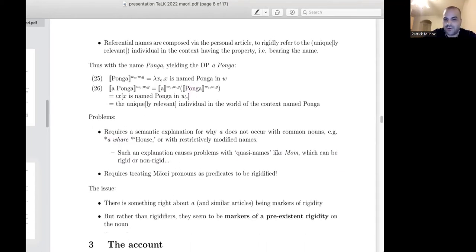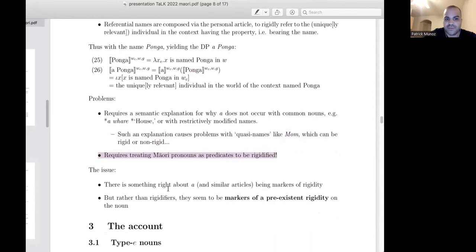This causes problems with quasi-names like mom, which can be used rigidly as names, mom, or like common nouns, you know, a mom, the mom, whatever. You can make it work, but you have to make unattractive stipulations that make it look like the semantics is not going in the right direction.